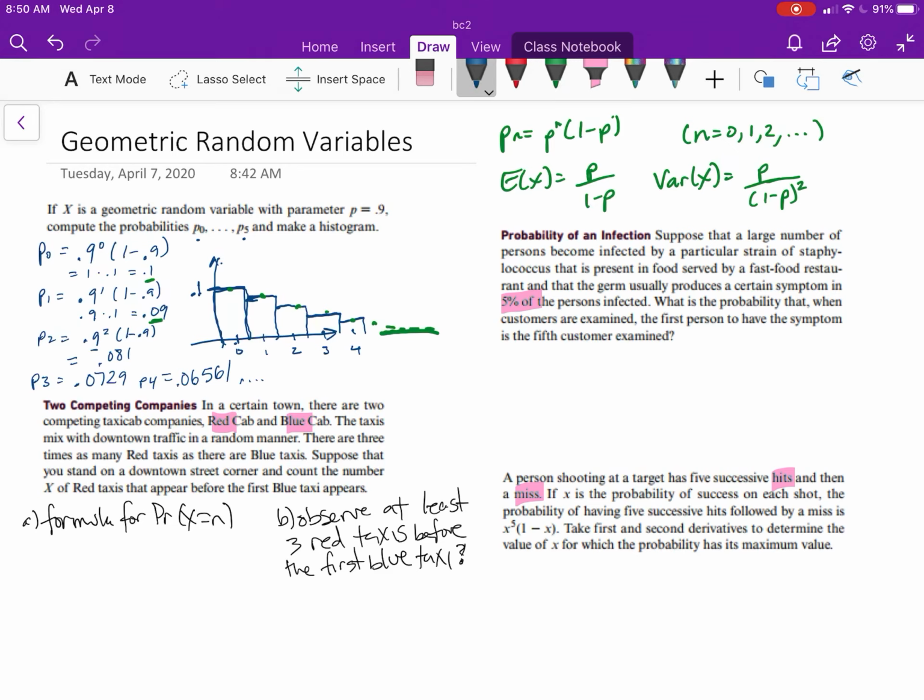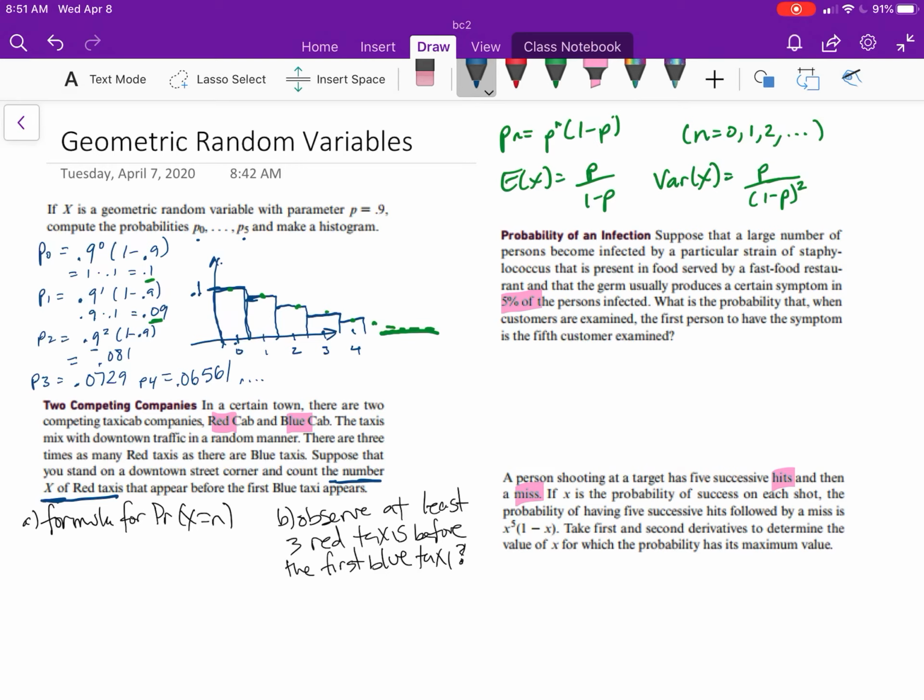Alrighty. Let's look at this next one. So we have two competing taxi cab companies, red and blue. They mix in a random manner. There are 3 times as many red taxis as there are blue taxis. Suppose you stand on the downtown street corner and count the number X of red taxis. So that's important. They're telling us X is the number of red taxis before the first blue taxi appears. Part A, find the formula.